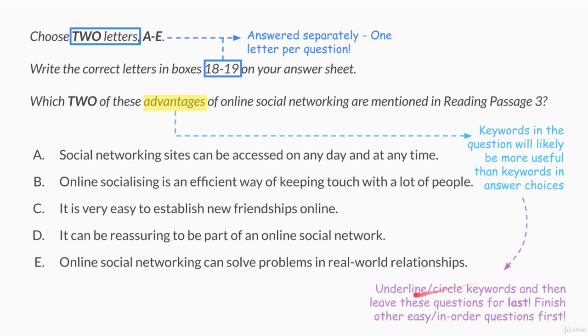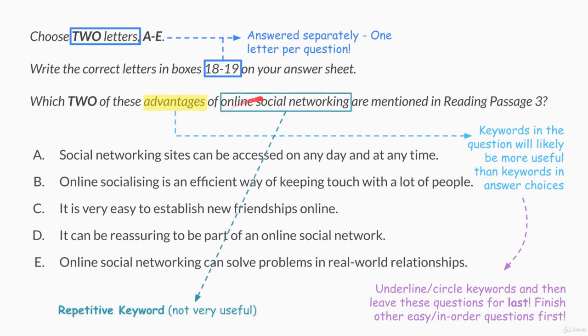So what you have to do is just underline or circle these keywords and then leave these questions for last, for the end of your reading passage. Whichever reading passage this question appears in, you have to leave it for the end of that reading passage. And then you're going to go and finish the easy in order questions first, and then you're going to return back to these questions at the end.